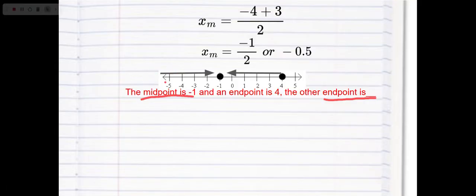But let's use our formula because, again, the numbers might be bigger. When I plug stuff into my formula, my midpoint is -1. So I'm going to plug that in for xm.